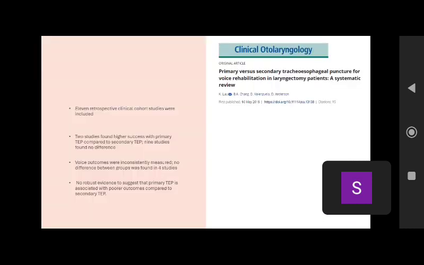The other one is by Lu et al., 2018. This is also a systematic review in which they compared 11 retrospective studies. Nine studies did not find any difference. Two studies found higher rates with primary TEP rather than secondary TEP. And the voice outcomes, which was the primary measurement, were inconsistently measured, and there was no difference between the groups in 4 studies. So there is no robust evidence to suggest that primary TEP is associated with poorer outcomes compared to secondary TEP. So primary TEP can be considered for our patients.